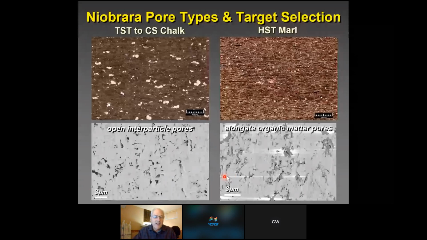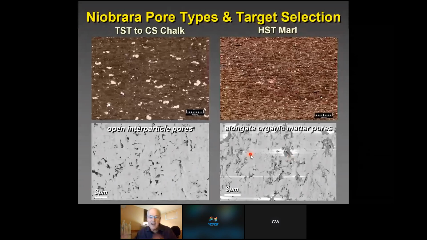We can see this interlocking calcite fabric of the chalks, even with some calcite overgrowths and big open interparticle pores. You go to the marls, you've also got a lot of debris, bioclastic debris. It's not really that clay rich. There is some clay, but you also have a lot of organic matter. And organic matter, it turns out, has these elongate slot pores in the oil window.